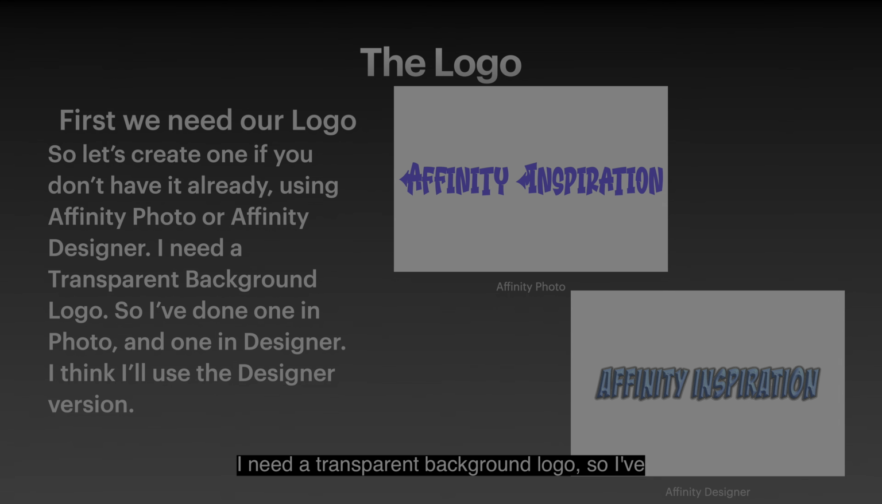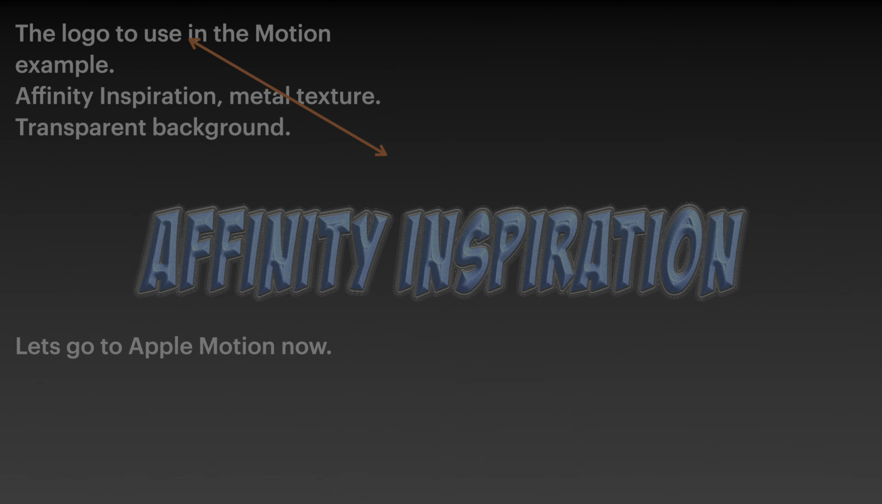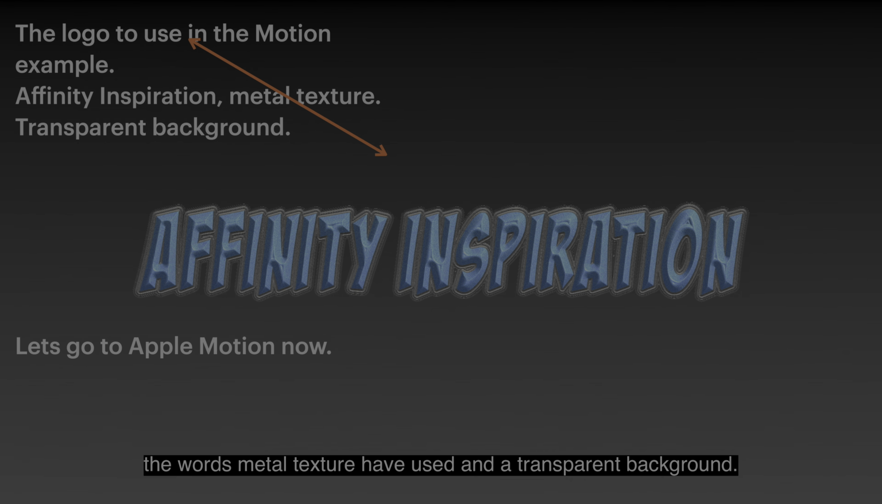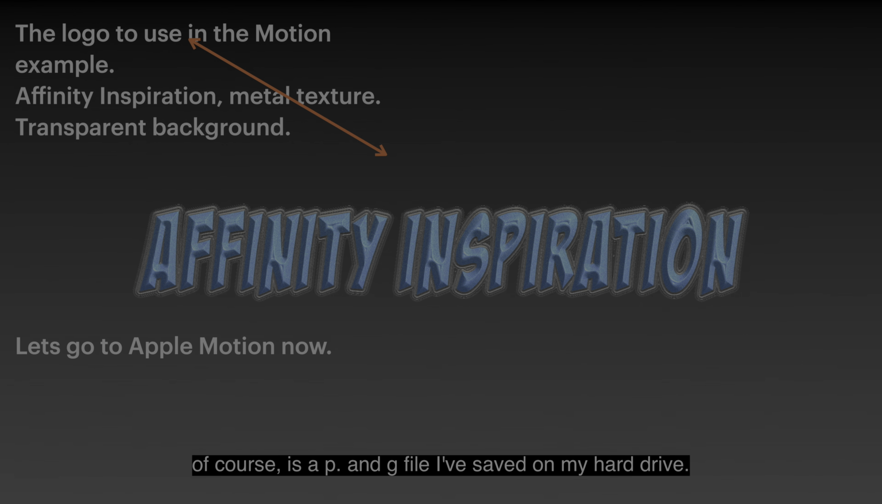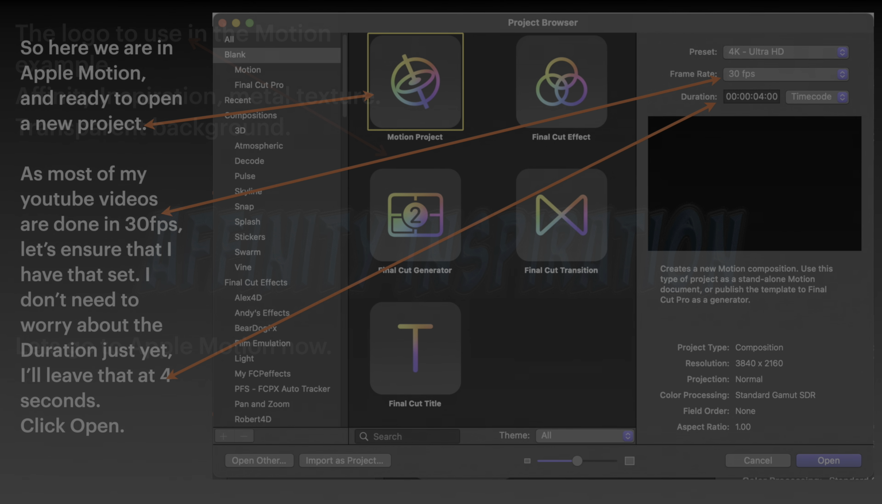I need a transparent background logo, so I've done one in Photo and one in Designer, but I think I'll use the Designer version and leave the other one go. The logo to use in the motion example is the following: Affinity Inspiration, the words, metal texture I've used, and a transparent background. So let's go to Apple Motion now. That, of course, is a PNG file I've saved on my hard drive.